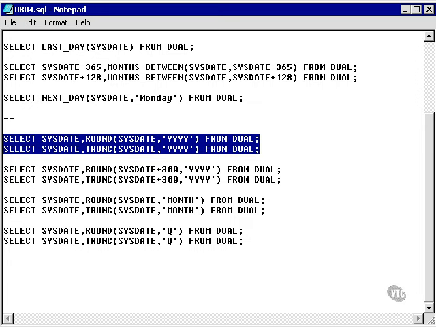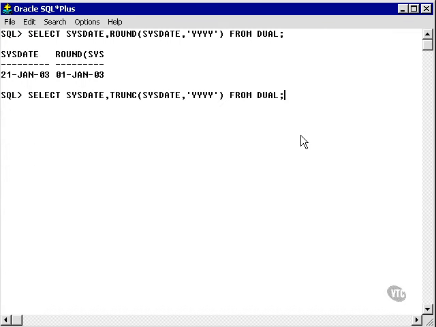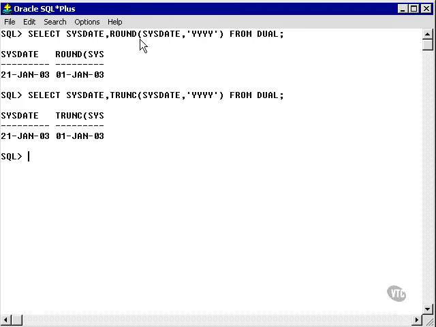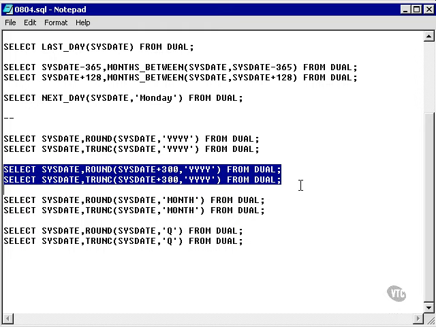So let's take the first one and round and truncate to YYYY. What does this give us? This gives us a date rounded to a 4-digit year. As you can see, since we're on the 21st of January, and we're only in the first month of 2003, the round function has rounded down. The same applies to truncate. It does the same thing as round because it chops off and it comes out with the 1st of January.